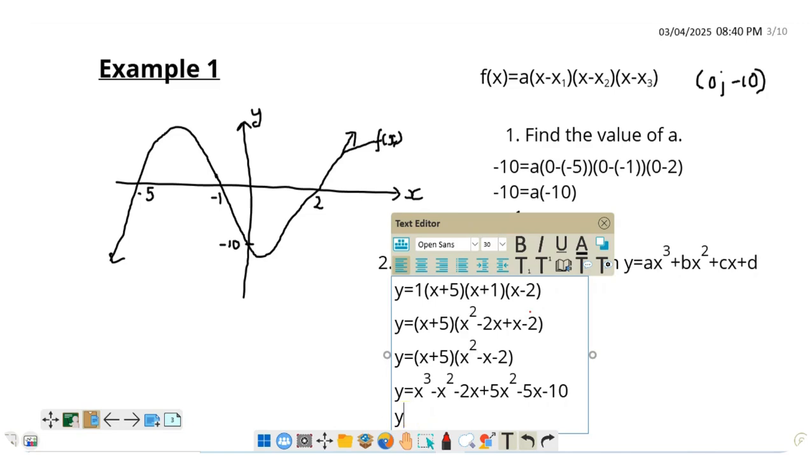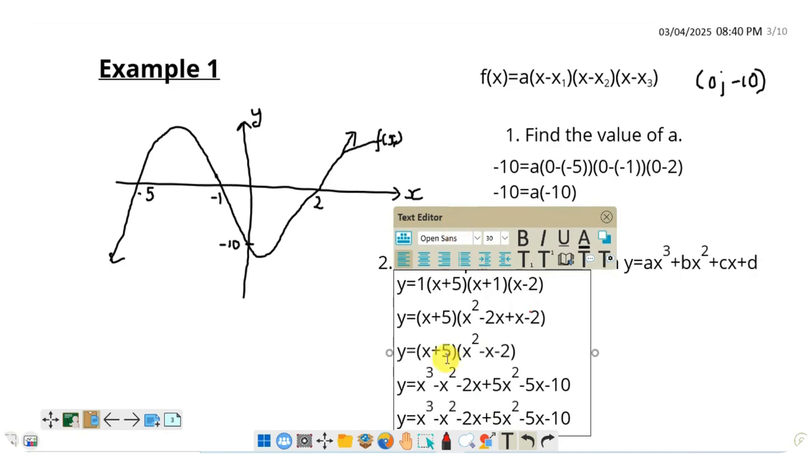This one y equals to, okay, so I'm just going to copy this. Okay, so if you look at this now, we see that we have x cubed minus x squared, but we have another one here, positive 5x squared. So these two, negative x squared plus 5x squared, subtract each other. It's going to be 5 minus 1 is 4, so we're going to remain with 4 again.